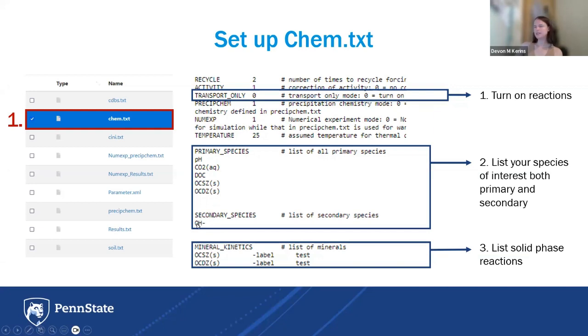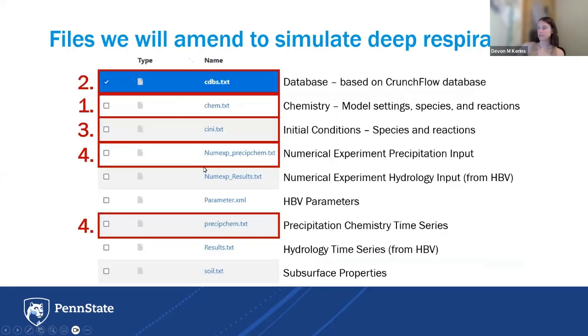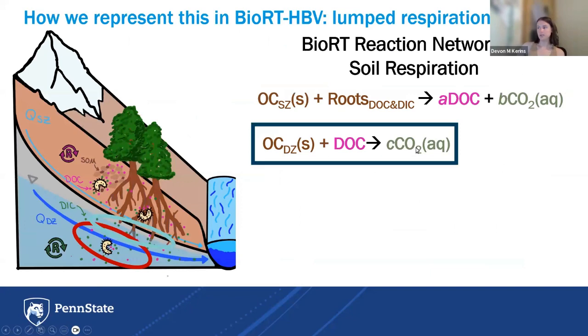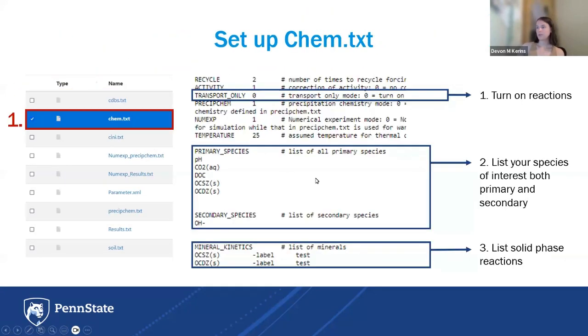into our list. I notice here there's a secondary species added. That's okay. You can add OH, you cannot add OH at this point, but the model will still run regardless. But if we want to simulate our deep zone respiration reaction, we need to make sure that we include the primary species from that reaction. Since this is a kinetically controlled reaction, we have to list our solid phase as a primary species, and then the product of that reaction. And again, the product is just carbon dioxide, which we already have listed as a primary species here. So we're good to go.